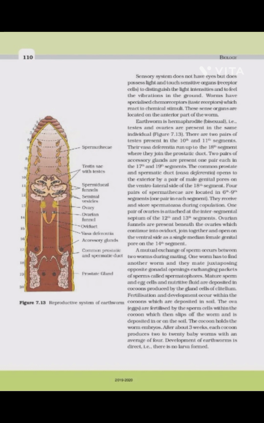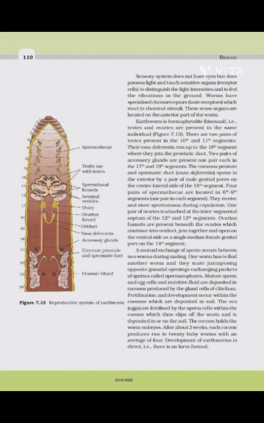Four pairs of the spermatheca are located in the 6th and the 9th segments, one pair in each segment. They receive and store spermatozoa during copulation. One pair of ovaries is attached at the intersegmental septum of the 12th and the 13th segments. Ovarian funnels are present beneath the ovaries which continue into oviduct, joined together and open on the ventral side as a single median female genital pore on the 14th segment.